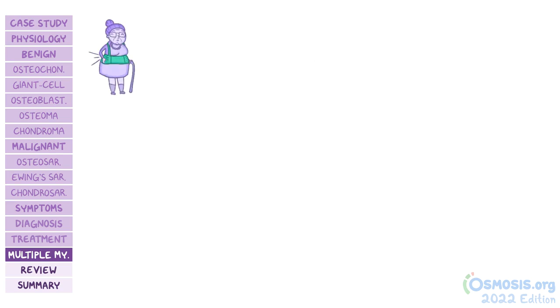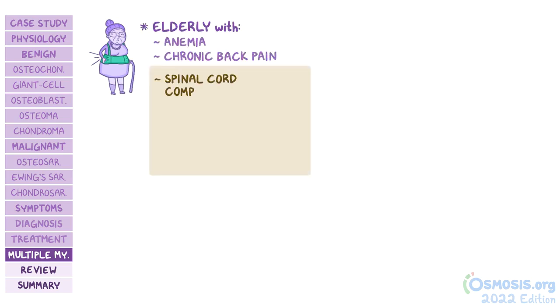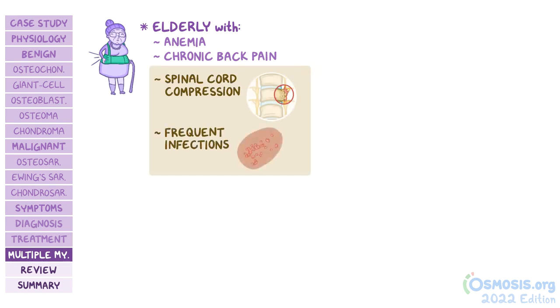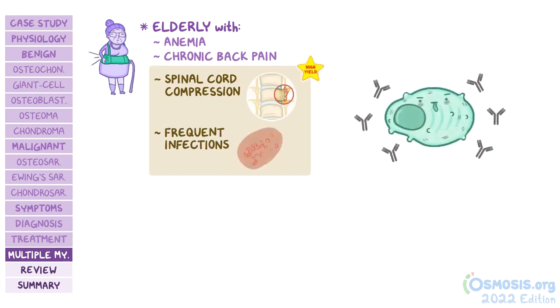So in your exams, look for an elderly individual with symptoms of anemia and chronic back pain. Other manifestations include spinal cord compression if the tumor infiltrates from the vertebrae, and frequent infections, because the immunoglobulins secreted by myeloma cells are not functional immunoglobulins, and so they're not useful in fighting infections.